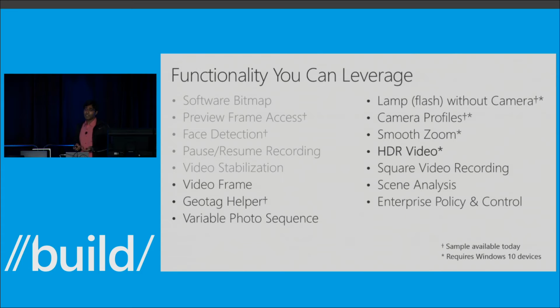High dynamic range video is also available on supported Windows 10 devices. You might notice that high dynamic range photo is not listed here. The list here shows the APIs that can be found in the SDK available today. We are working on an advanced capture photo API that covers high dynamic range photo. It will be available when Windows 10 ships, if not earlier.